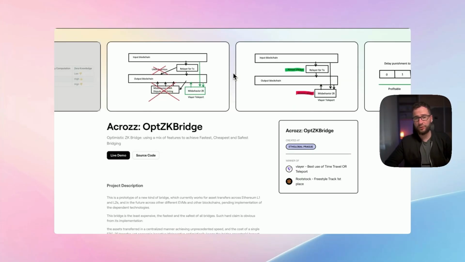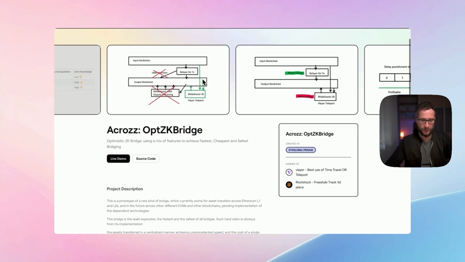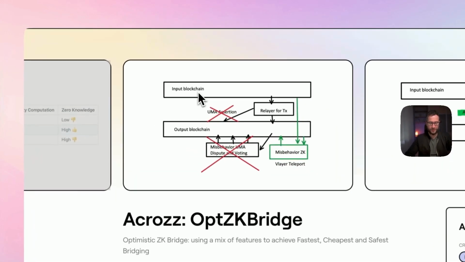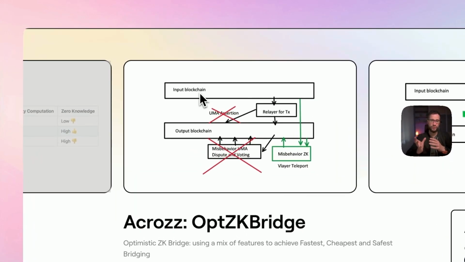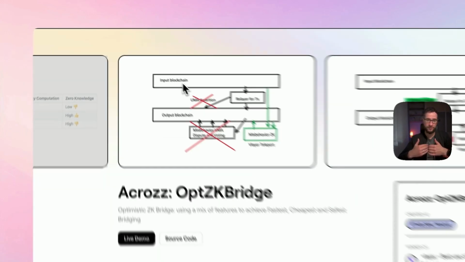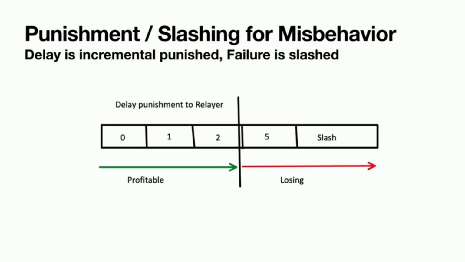Next project that I would like to highlight is Across, an optimistic ZK bridge that is using vlayer teleport. So for example, here we have an input blockchain, and if you would like to move your ERC20 assets from one blockchain to another, then you can request that from a Relayer. And then the Relayer accepts your ERC20 on one chain and sends it to you independently on the second chain. And of course, the problem with the bridge is what happens if somebody misbehaves. So for example, if these funds are never delivered to you.